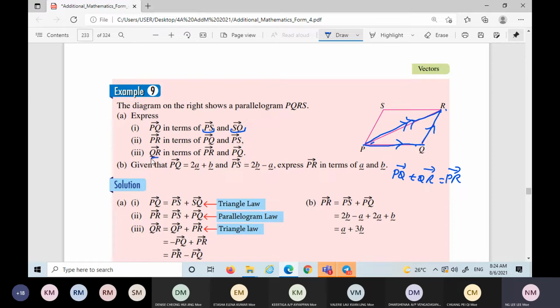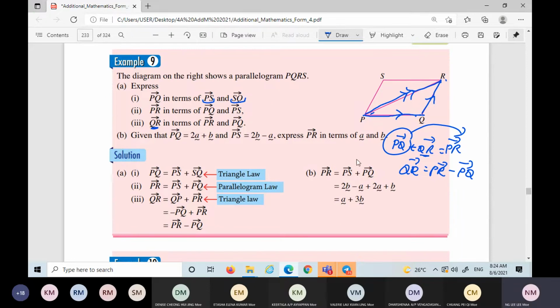But they request QR as the subject. So what I'm going to do is move the PR to the other side. The QR just stays like normal. This one, plus when moved to the other side, will become minus. So this is the answer: PR minus PQ. It's easier if you do it this way rather than think of it the other way, for me. But you can also see QP, PR, and then change the QP to negative PQ, also can.